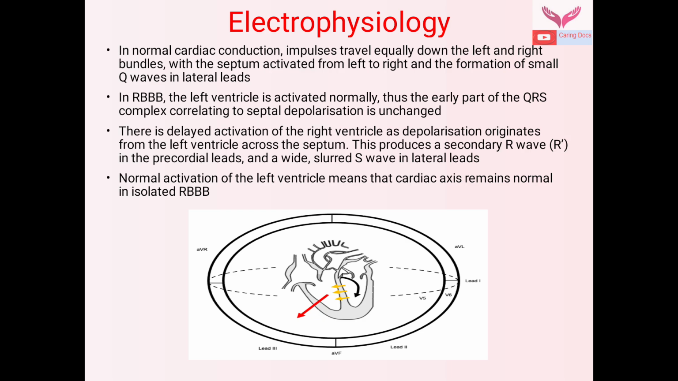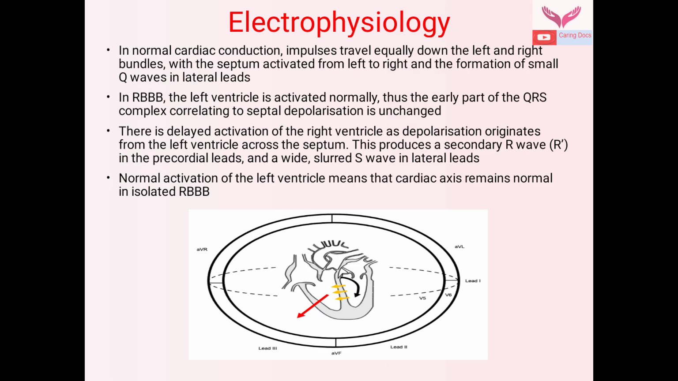Coming to electrophysiology, in normal cardiac conduction, the impulses travel equally down the left and right bundles, with the septum activated from left to right and formation of small Q waves in the lateral leads. In right bundle branch block, the left ventricle is activated normally, and thus the early part of the QRS complex, which correlates to septal depolarization, is unchanged.